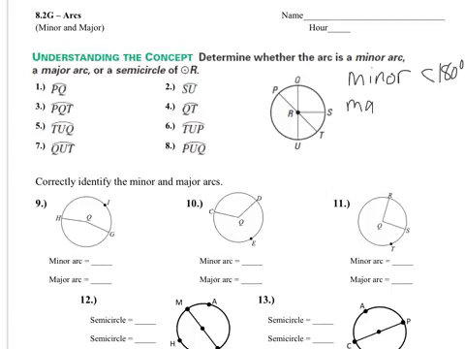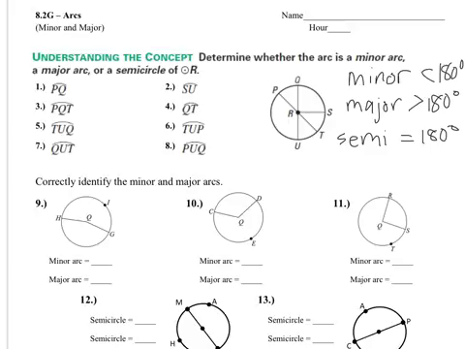Major arcs are greater than 180 degrees. So that means they're bigger than half the circle. And semicircles are equal to 180 degrees. So they are exactly half of the circle.